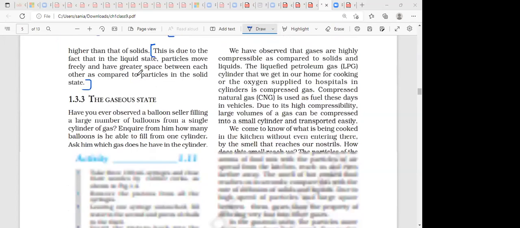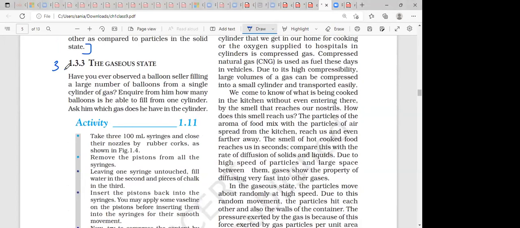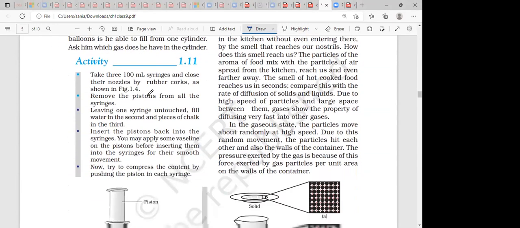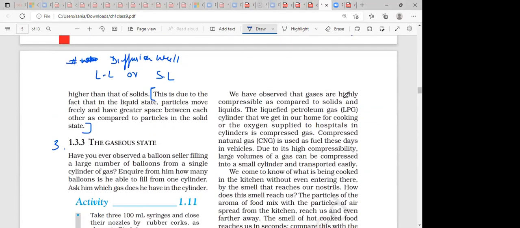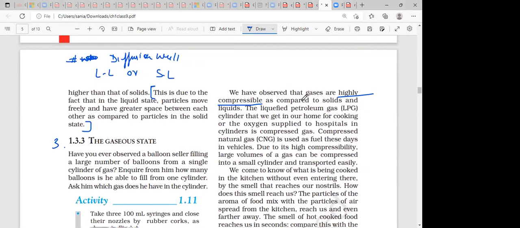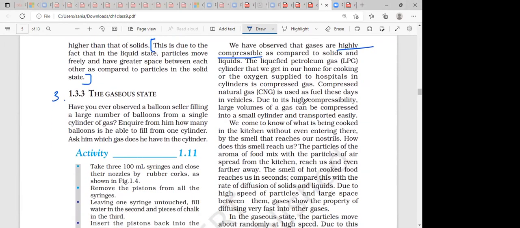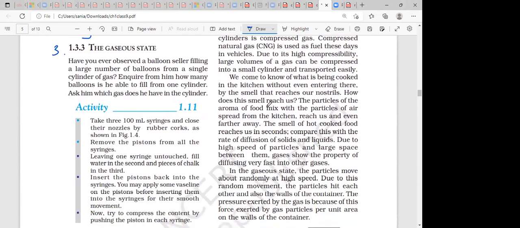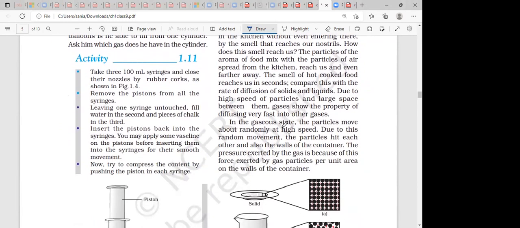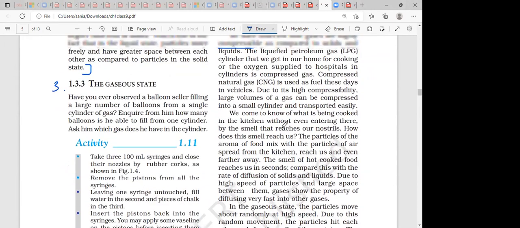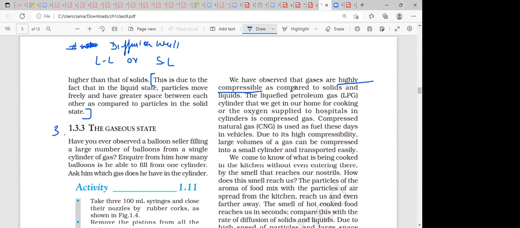Now the third state, which is the gaseous state. This is the theory portion. What are the qualities of gas? They are highly compressible. And next, we have to find it out, because it's not written over here. They have high intermolecular space. They don't have any fixed shape and fixed volume, or you can say rigid shape.